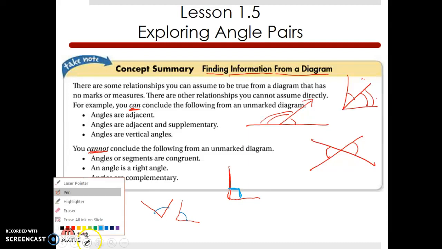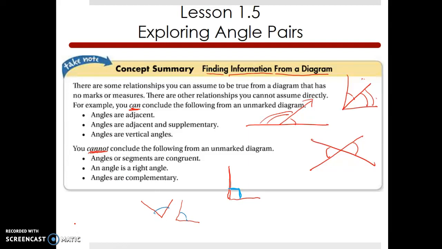Same thing about assuming that they're complementary. If you have something that looks like 90 degrees, I cannot say that these two angles make up 90 degrees just because they look like it. Again, you have to have the marking, because it could add up to 89 degrees. That's not 90 degrees, right? So it could look like a right angle, but unless it has a marking, you cannot assume that it is a right angle.